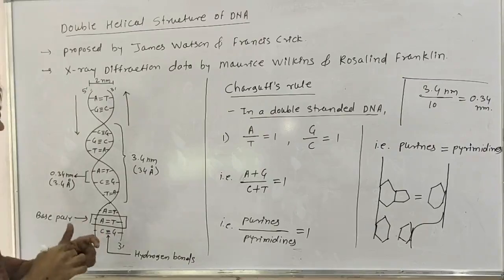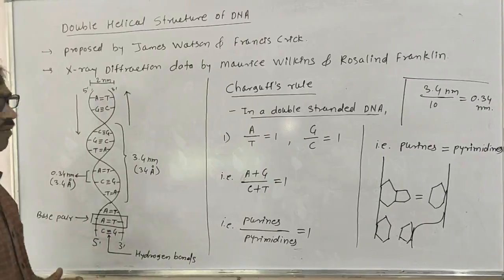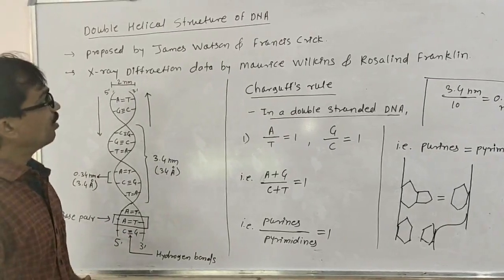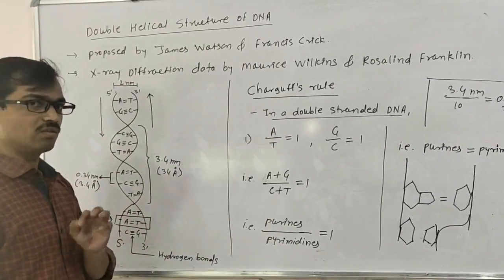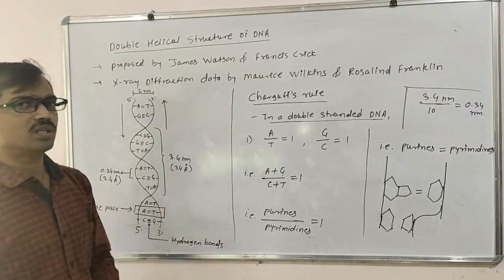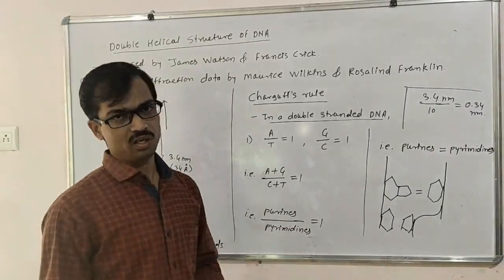So these are the features of double stranded DNA, or the double stranded DNA structure proposed by Watson and Francis Crick. We will stop here. We will discuss the next point in tomorrow's lecture.